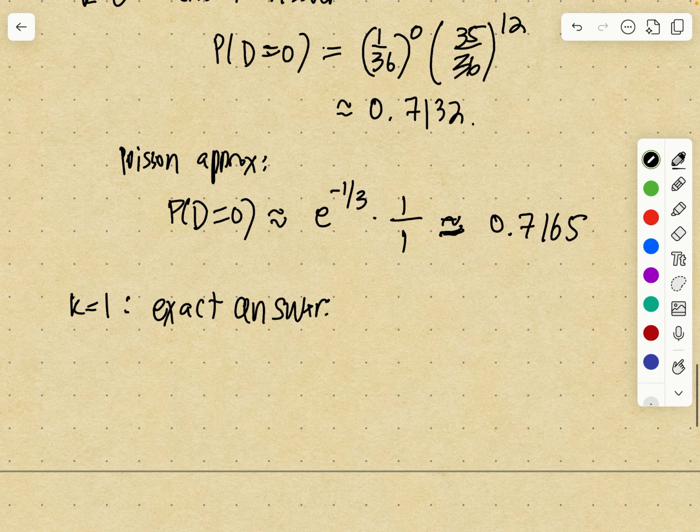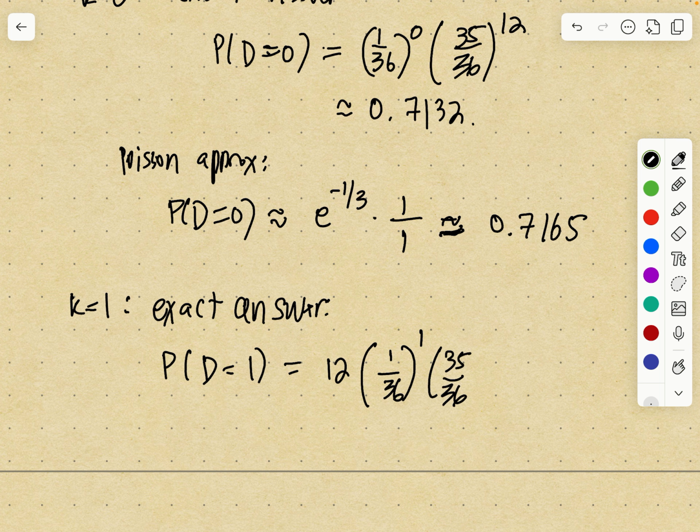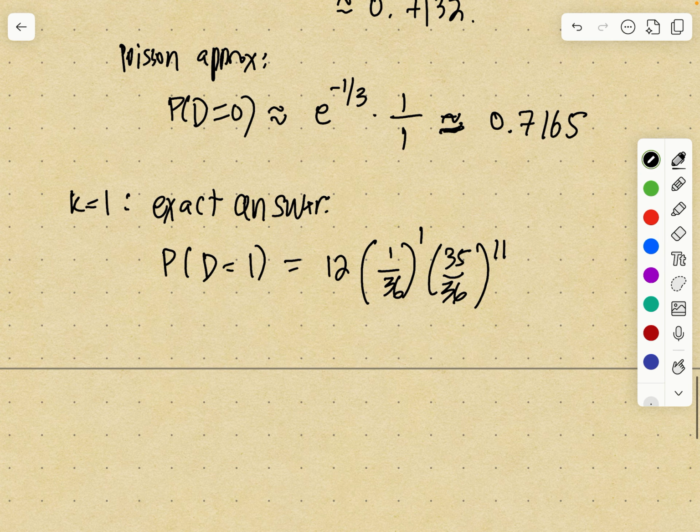The exact answer is that the probability that d is 1 is equal to, so n is 12. So 12 choose 1 is 12. And then the probability is 1/36 to the first power, and then 35 over 36 to the 11th power. And that ends up being approximately 0.2445.